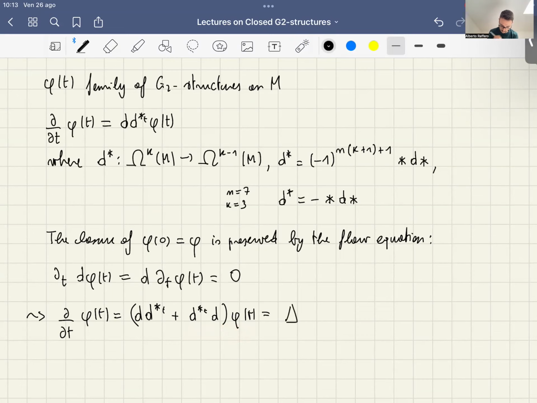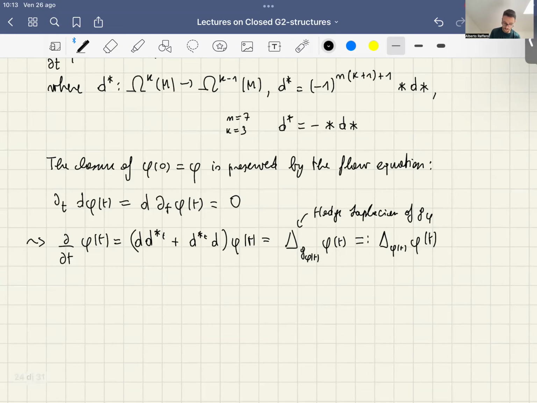in such a way that here it appears the Hodge Laplacian induced by the metric g induced by phi t. And sometimes, as a notation, just to shorten it, I shall write it as the Laplacian determined by phi t of phi t. This is the Hodge Laplacian, which is a second order differential operator. So in particular, you get the formulation of the Laplacian flow in the general case as follows.